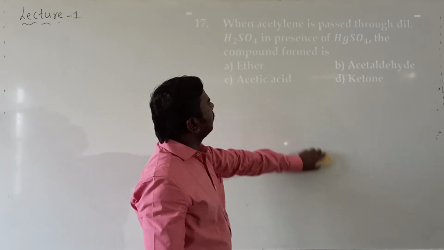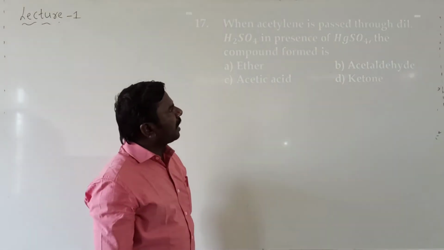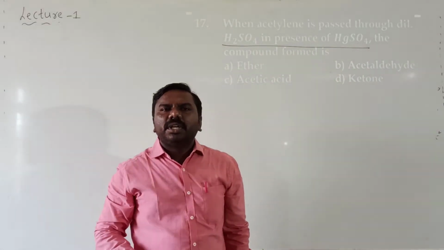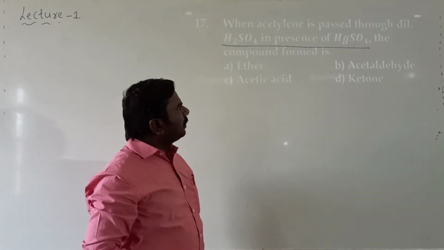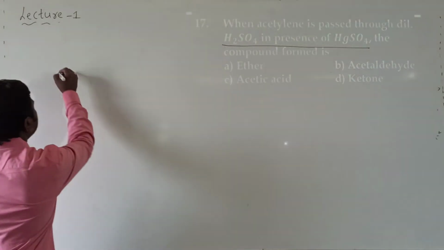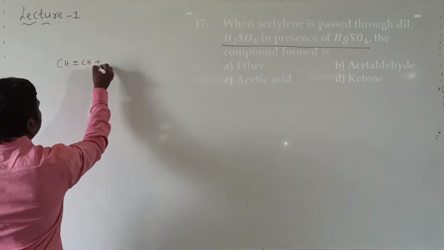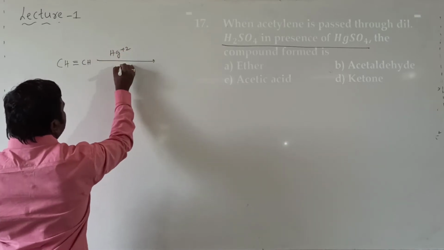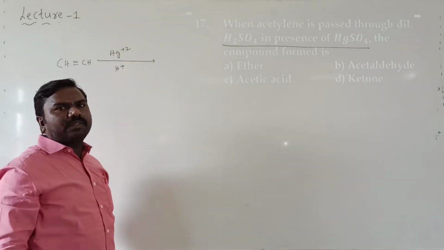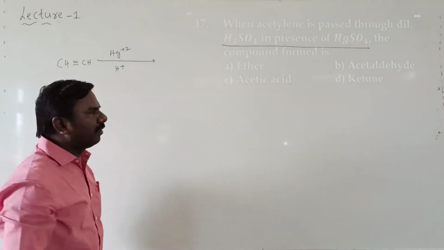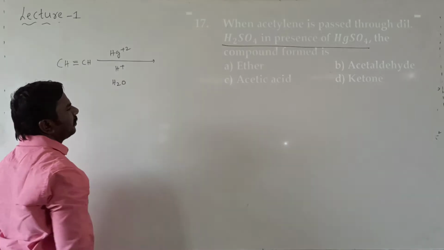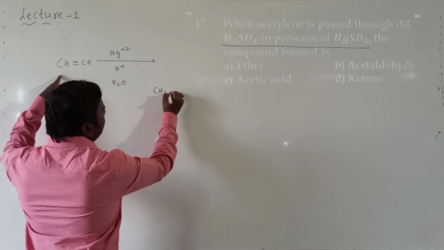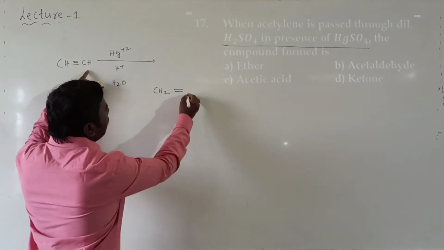Next, when acetylene is passed through dilute H2SO4 in the presence of HgSO4, this condition is for hydration, addition of water. The compound formed: acetylene, CH triple bond CH, plus Hg2+ and H+. Hg2+ indicates HgSO4, H+ indicates H2SO4. This is for addition of water, which contains H+ and OH-. H+ is added here, CH2; the triple bond is modified to a double bond, and OH is added here.